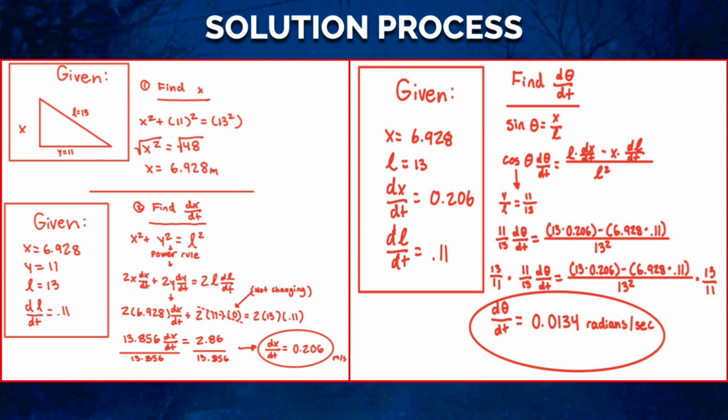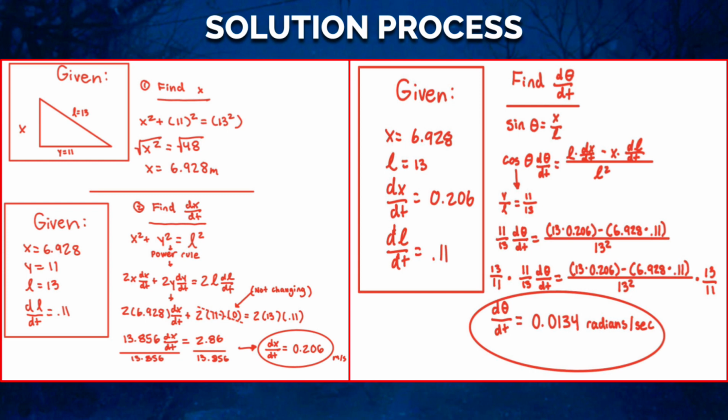For part B of the problem, we need to find dθ/dt. We're given that x equals 6.928 meters, L equals 13 meters, dx/dt equals 0.206 meters per second, and dL/dt equals 0.11 meters per second. First, we use the equation sine theta equals x over L. We found the derivative of this equation, which is cosine theta dθ/dt equals L times dx/dt minus x times dL/dt, all over L squared.